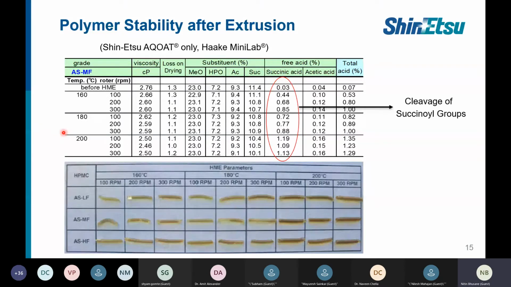Point to be remembered, this study we are showing to you is of the plain polymer. Once you combine it with a drug, your result may vary. That you need to understand while you are running the actual experiment at your site. And this cleavage of the succinyl group can also be seen by looking at the image of the extrudes. Down here you can see, as the cleavage of the succinyl group increases, your extrude becomes more and more dark yellow or close to brown color.